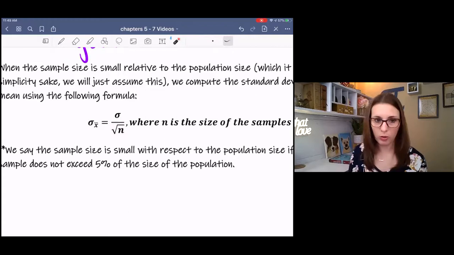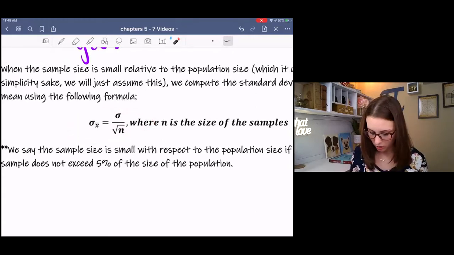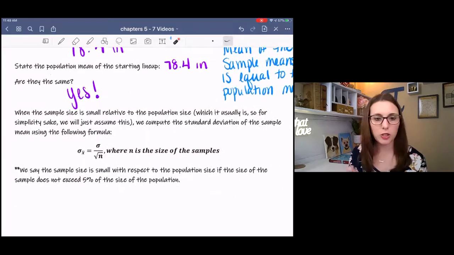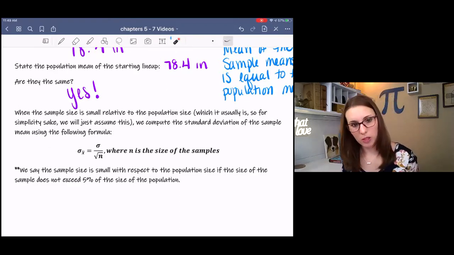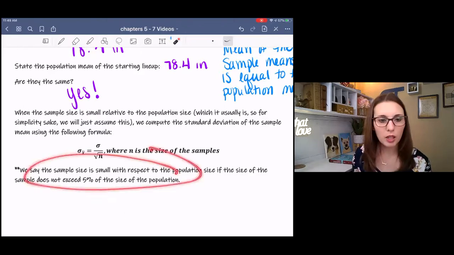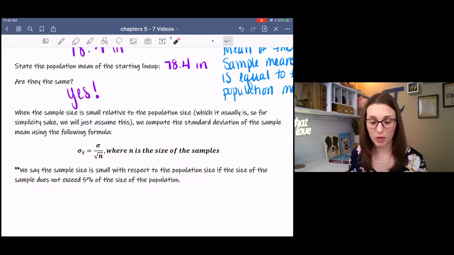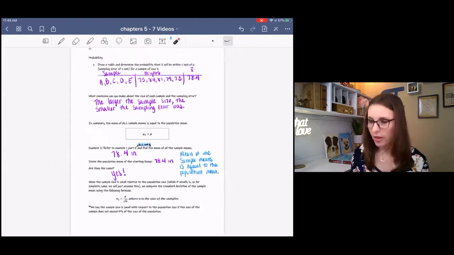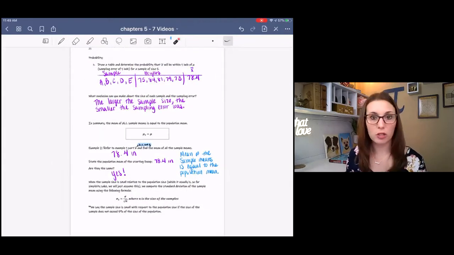And I could have gone through and helped you derive that, but I went ahead and just gave it to you. So they do say, technically speaking, that the sample size is small in respect to the population size if the size of the sample does not exceed 5% of the size of the population. I'm not going to make you go through and compute that. We're just going to go ahead and assume that it's small. And remember that something is considered large if it's 30 or more.